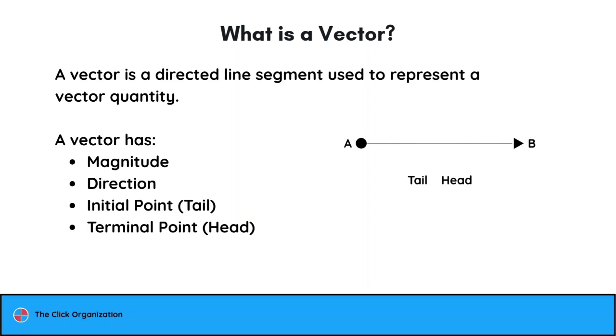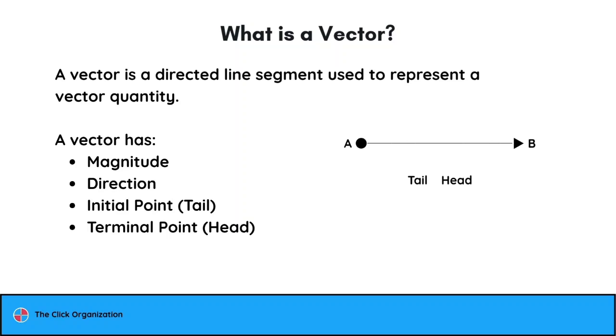Okay, what is a vector? A vector is used to represent a vector quantity. It is shown as a directed line segment, which means it is a straight line with an arrow. Every vector has 4 important characteristics: a starting point called the tail or the initial point, an ending point called the head or terminal point, a magnitude, which is represented by the length of the arrow, and a direction, which is shown by the arrowhead. The length of a vector represents its size or magnitude, while the arrow shows the direction in which it acts.